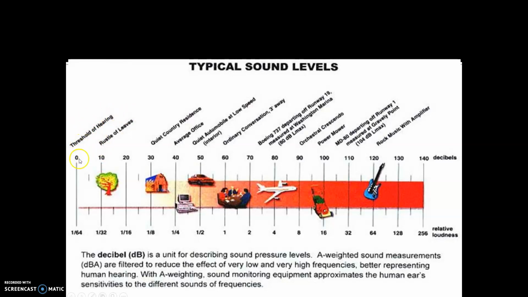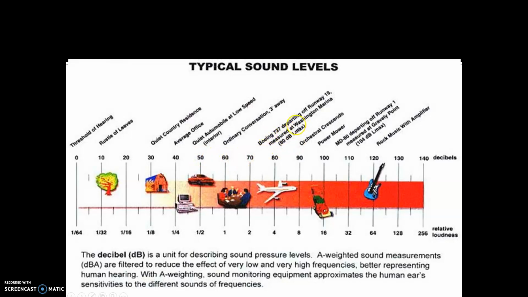Now, 0 decibels is basically the threshold of hearing. You can't hear anything less than 0 decibels. Rustling of leaves is 10 decibels. Country residence, 30. Average office. An orderly conversation 3 feet away is about 60 decibels. So you're probably listening to this at about 50 to 60 decibels. Not too loud, it's not soft by any means, but it's definitely somewhere in there.